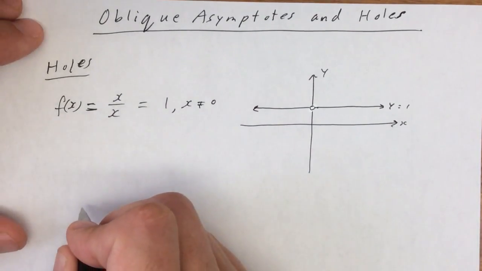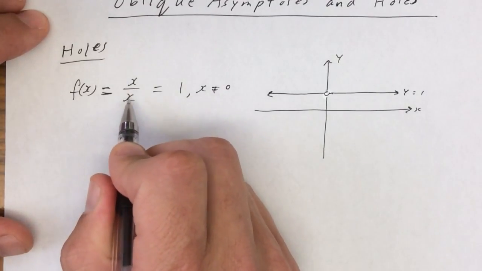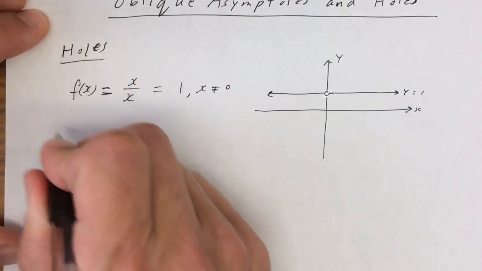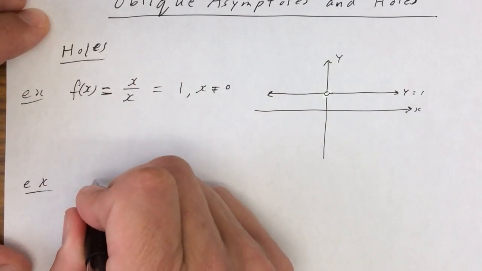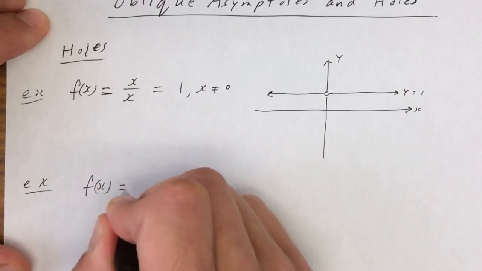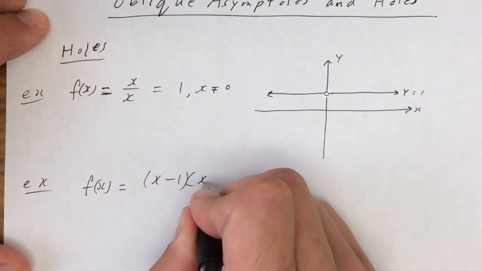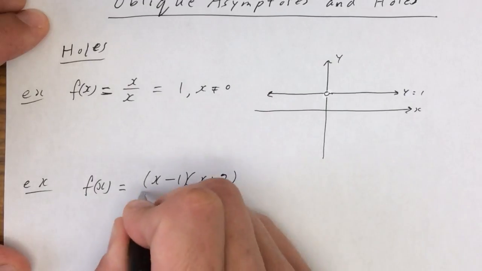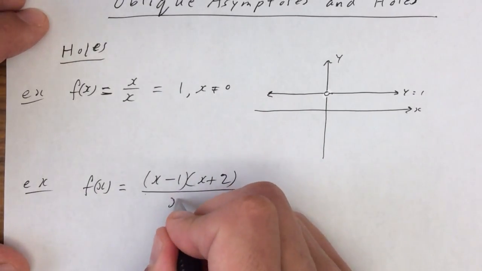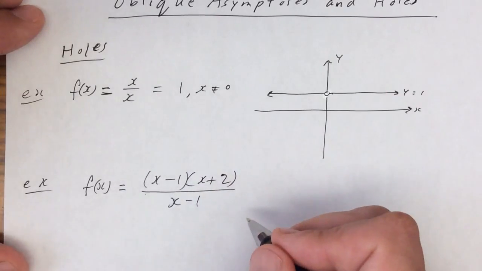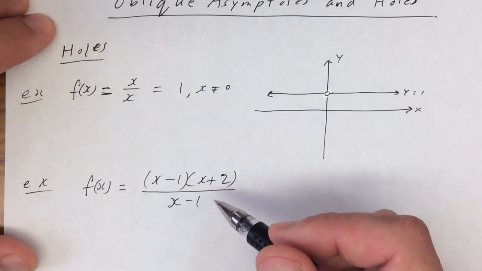Now what about another example here? Notice that we were able to cancel that out because it was the same factor in the top and the bottom. So if you had another example, like say f of x equals x minus 1 times x plus 2, so a factored quadratic, over x minus 1. In order to look at this, you'd probably need to factor it.